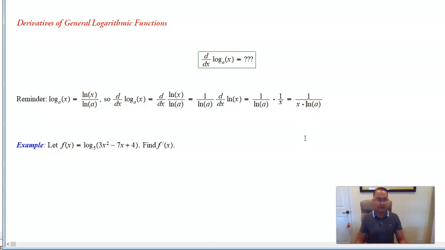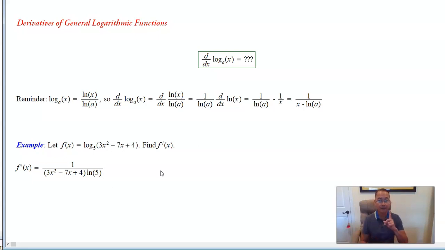All right, so here's our problem. Let's look at logarithm to the base 5 of this quadratic, 3x squared minus 7x plus 4. Find the derivative. So according to our formula, the derivative of log base 5 is 1 over whatever is in here times ln of 5. So 1 over whatever is in there, so I'll make a copy of this, times ln of the base 5.